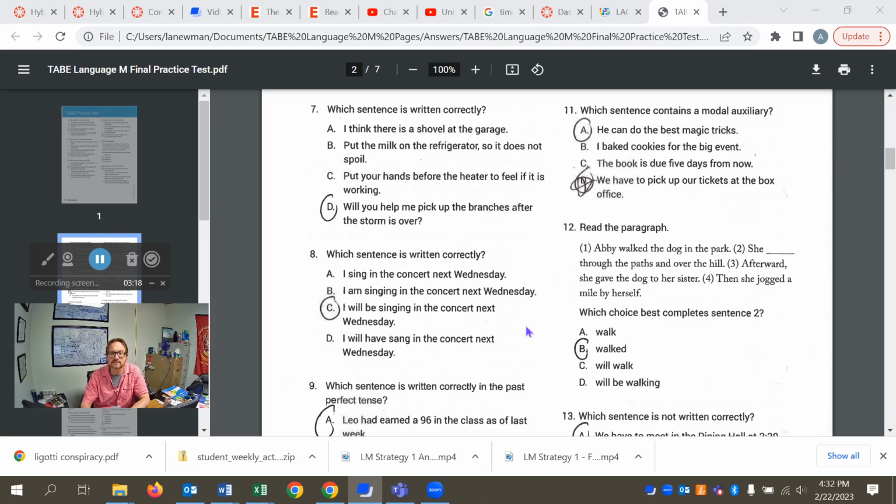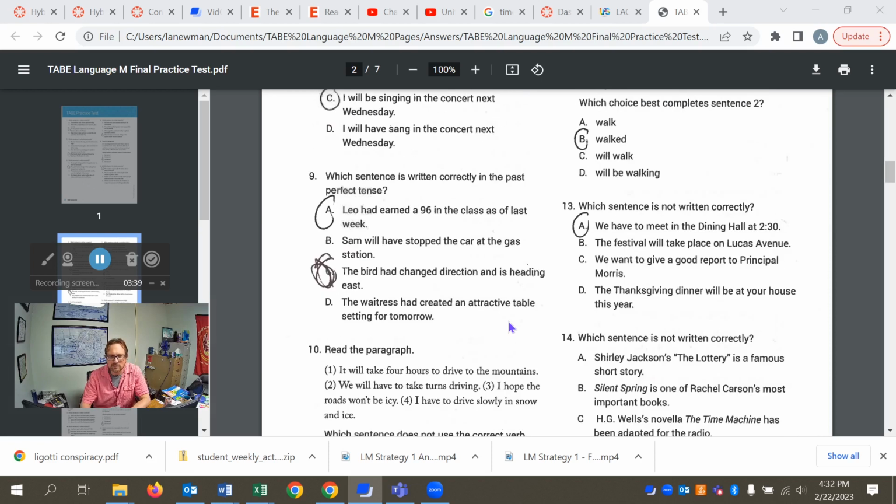Okay, 8, which sentence is written correctly? It's C, I will be singing in the concert next Wednesday. This one is about verb tense. Next Wednesday is in the future, so we need to make sure that we're using a future verb tense to communicate that. And this is future progressive.